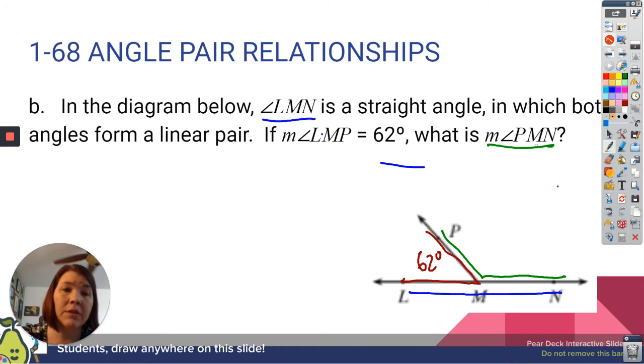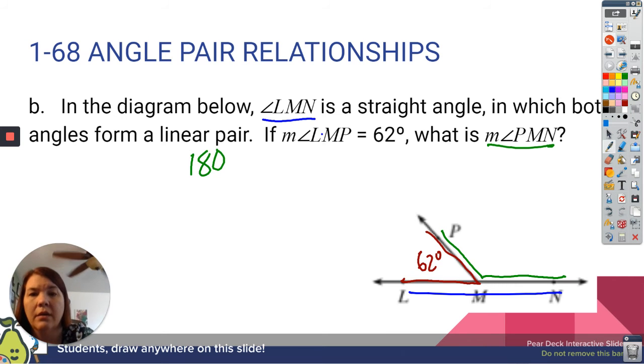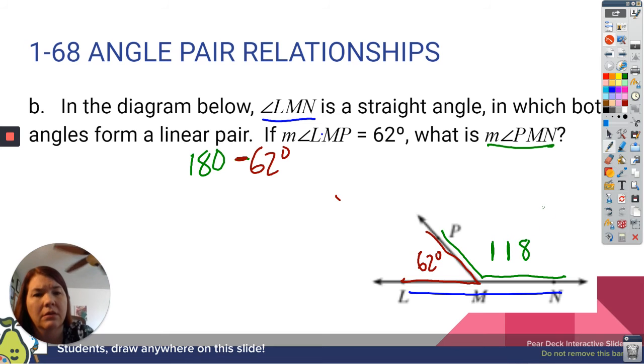Well, unlike the last one, this is very similar, but these 2 form a linear pair, which means they're supplementary, and supplementary means 180. So we're going to take 180 and subtract from that 62, the angle we know, to find our green angle, which is 118. Yes, 118. Okay, and that's it. That's all there is to it. All right, moving on.